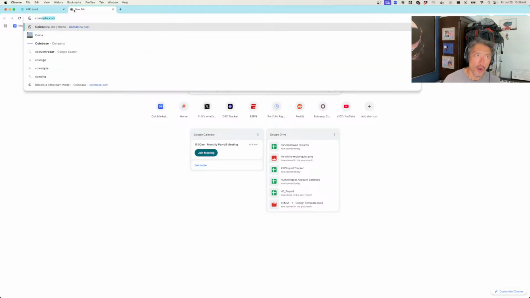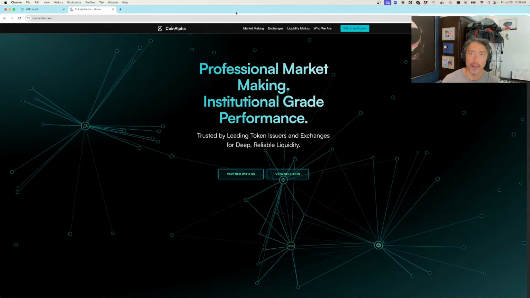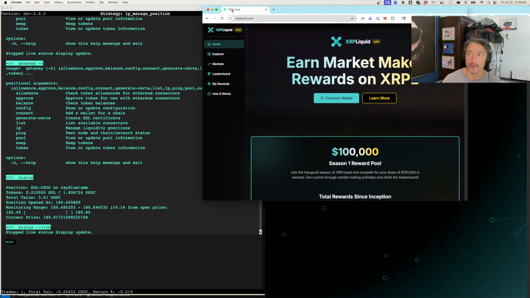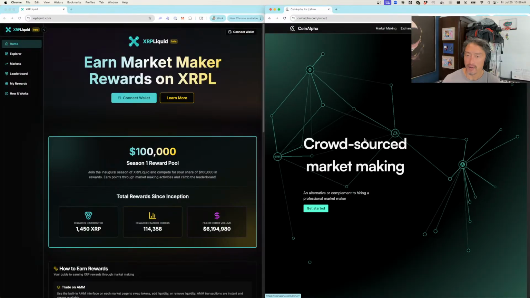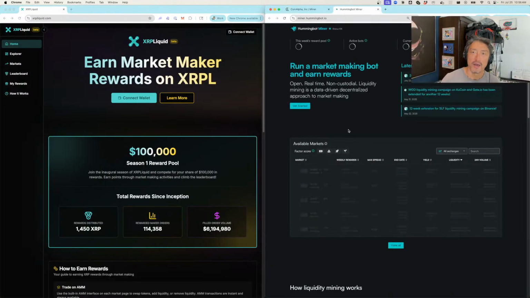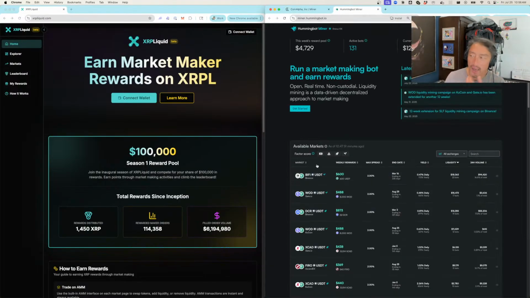Our parent company, Coin Alpha, also runs a platform called Miner. So I think between Miner and XRP Liquid, there's actually a good number of options now for Hummingbot users who want to earn rewards with a bot.